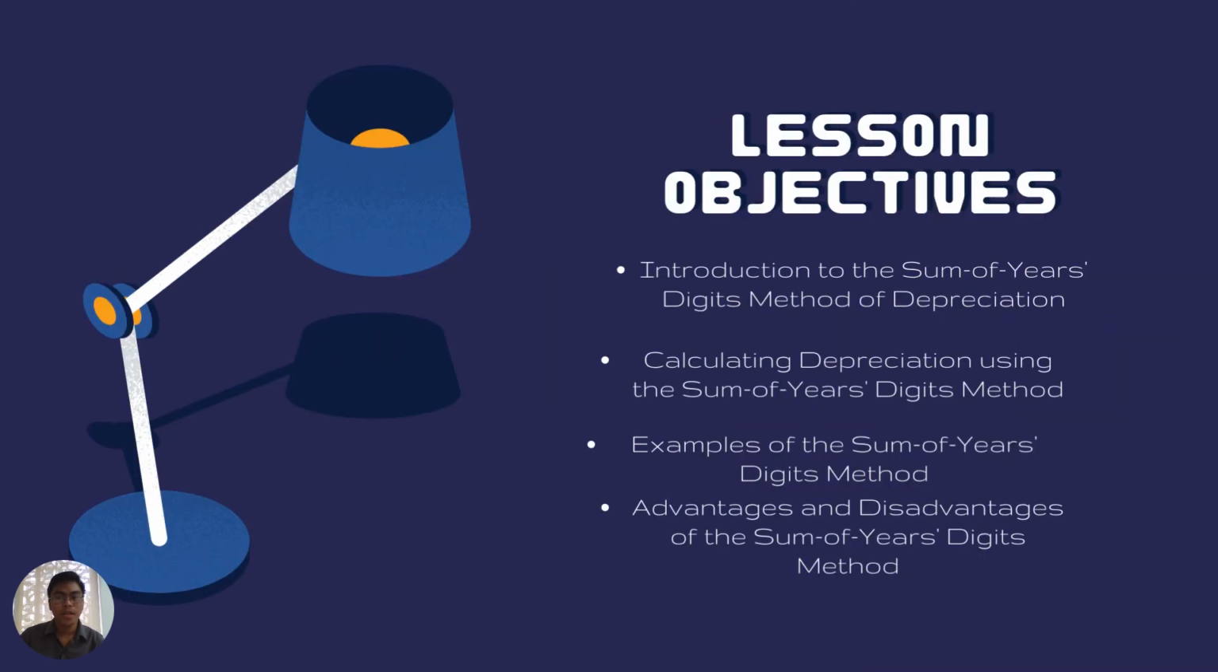Before we dive into the lesson, let's take a look at our lesson objectives. Number one is introduction to the sum of years digit method of depreciation. Number two is calculating depreciation using the sum of years digit method. Number three is examples of sum of years digit method. And lastly, the advantages and disadvantages of the sum of year digit method.